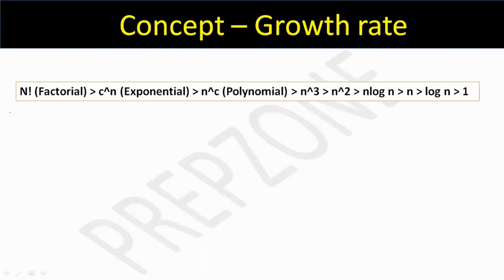The fastest growing function is factorial. You know 1 factorial is 1, 2 factorial is 2, 3 factorial is 6, okay, 4 factorial is 24, then 120, 720, etc. Right? So n factorial is the fastest. After n factorial, you have exponential. Exponential can be c to the power n, it can be 2 to the power n, 3 to the power n, 9 to the power n, e to the power n, anything. Right? So it is an exponential function.